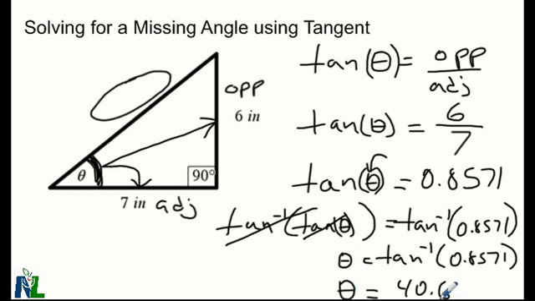40.6. Now, because we're looking at finding the missing angle measure, that 40.6 is an angle measure, and we should report that angle measure in degrees. So our answer: theta is equal to 40.6 degrees.